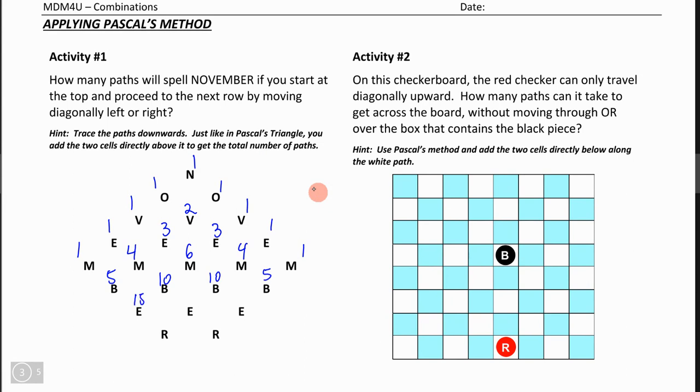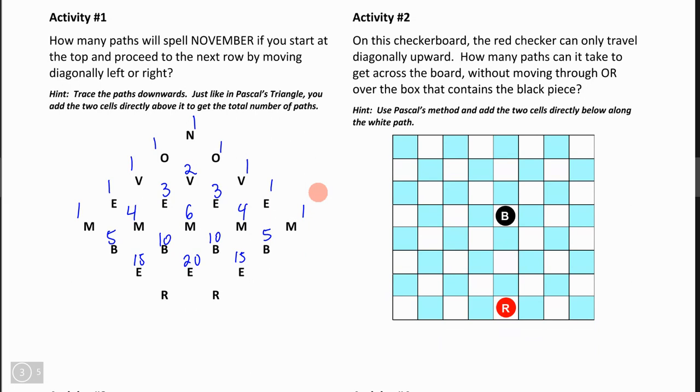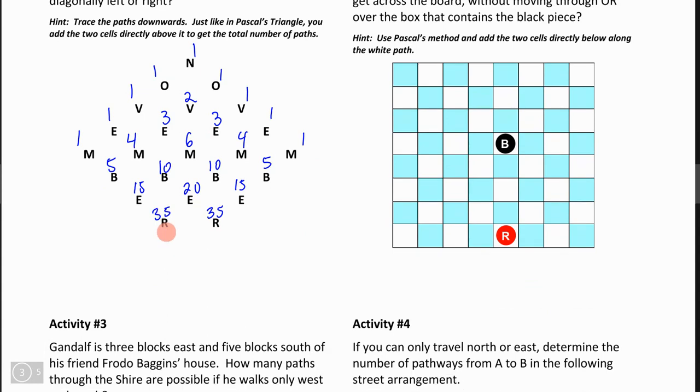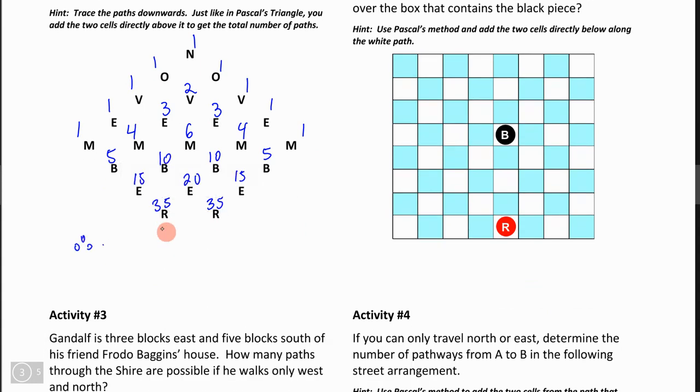And so if I finish this, 15, 20, and 15, and in the final row we have 35 and 35. So I'm just adding the two numbers to the left and right above it to get 35. So how many paths are there to get to this R from N to R? I get 35 paths. To get to this R, I have 35 paths. So the total number of paths is equal to 35 plus 35, which is 70.